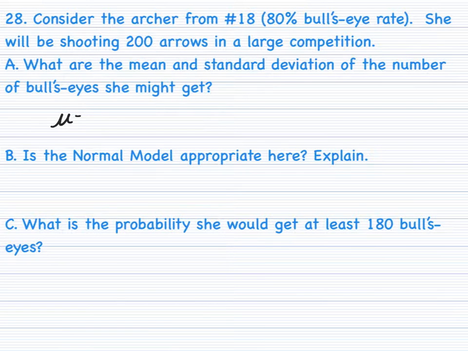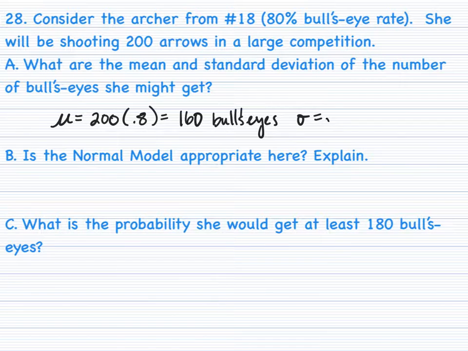So the mean is found by NP, and this is on your formula sheet. So 200 times your probability of success. So that's going to be 16. No, that can't be right. 160. Woo! 160 bullseyes.